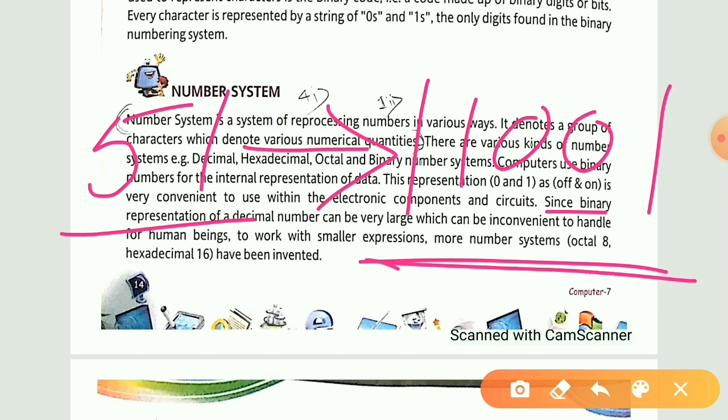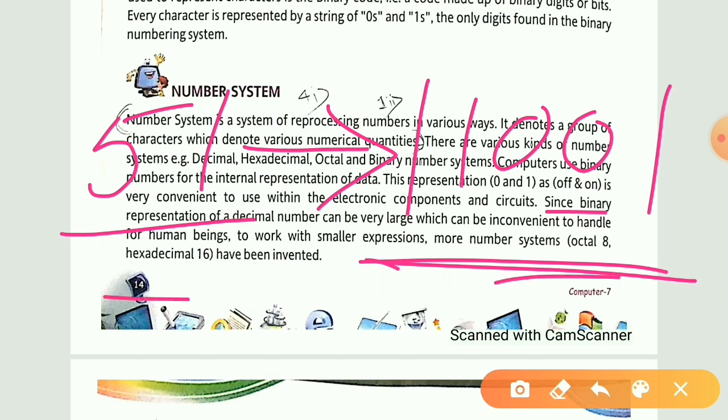Okay, and over here in our computer system we are dealing with some complex problems also. So for handling such kind of thing, for using these number systems more precisely or more properly, we have invented the octal as well as the hexadecimal number systems.